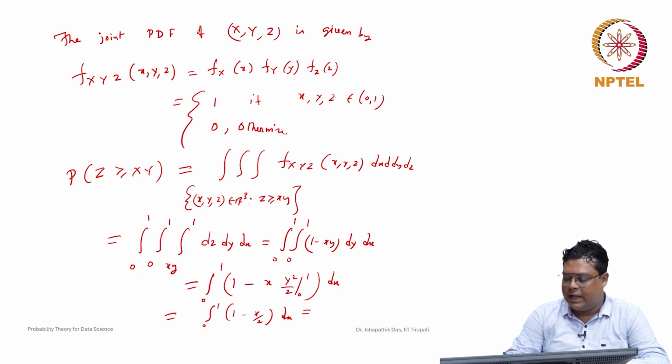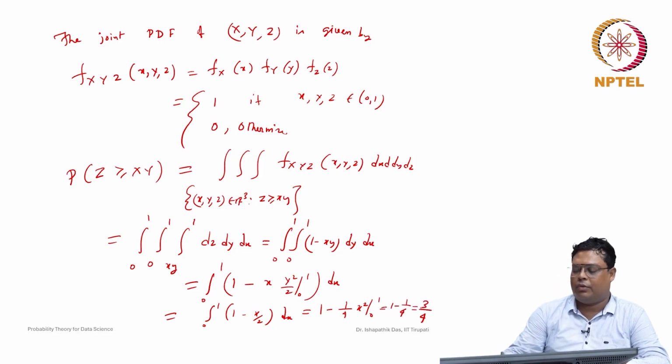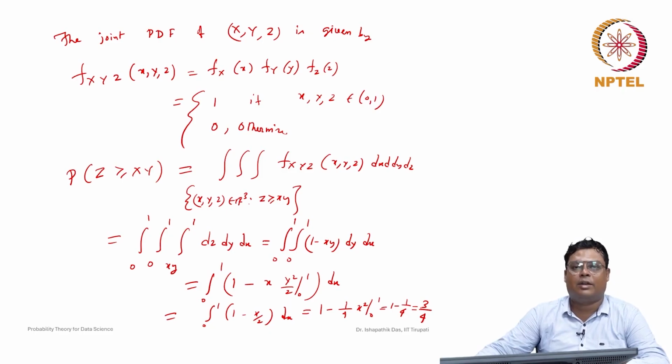Then x from 0 to 1 is 1, and then 1 by 2 times x square by 2, so 1 by 4, with x square from 0 to 1 being 1. So 1 minus 1 by 4 is nothing but 3 by 4. So the probability that z is greater than or equal to xy is equal to 3 by 4.